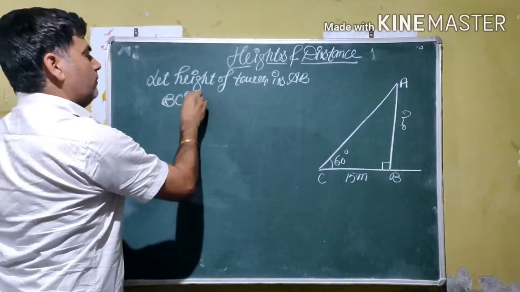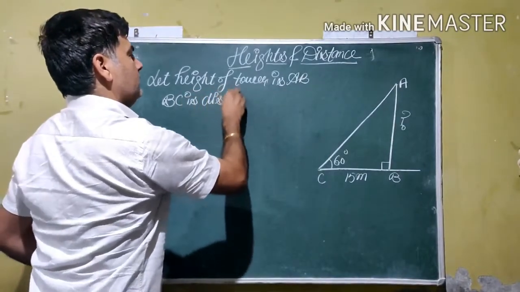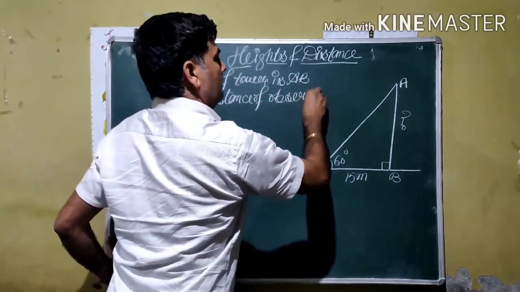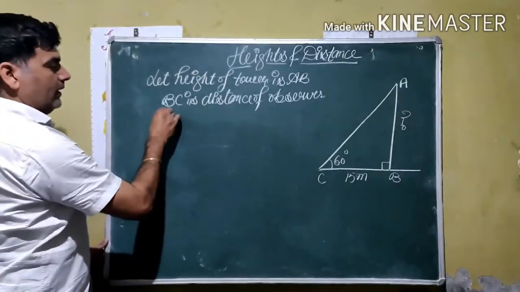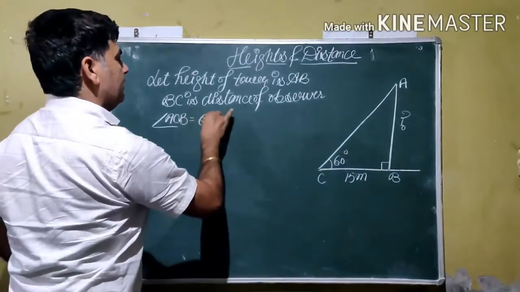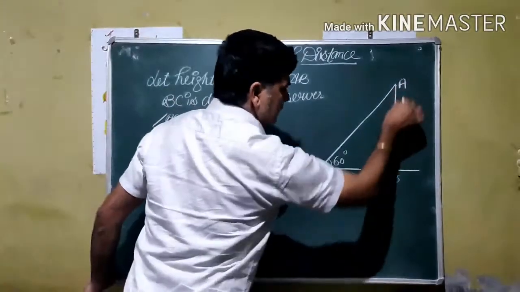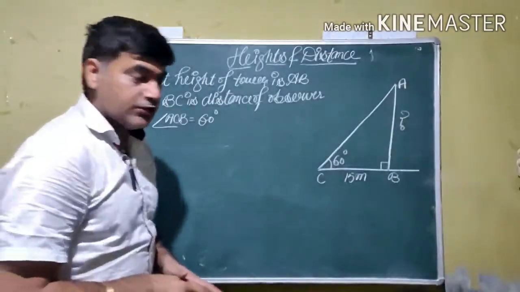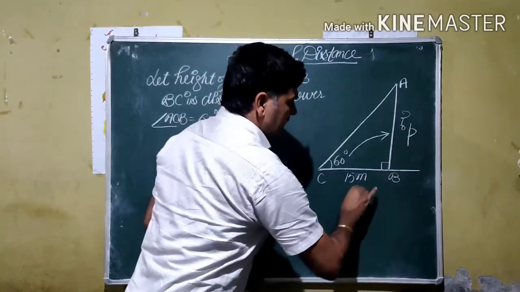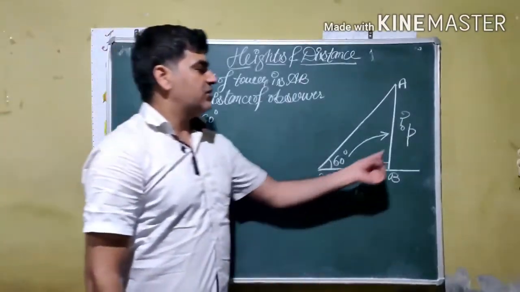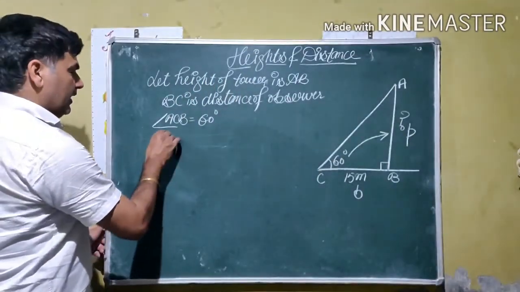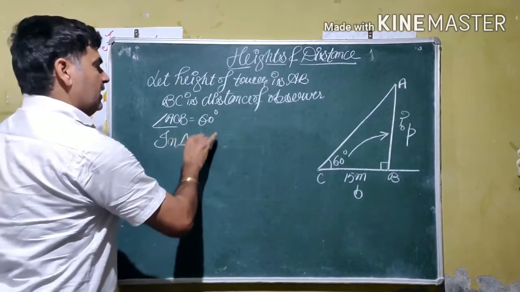BC is the distance of the observer, and the angle made by the observer at point C, angle ACB, is 60 degrees. We have to find the height of the tower, that is AB. So by using T ratios, the side in front of the angle is known as the perpendicular, and the side at 90 degrees is known as the base. So we are going to use the relation P by B, in triangle ABC.